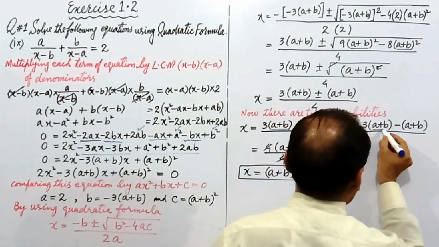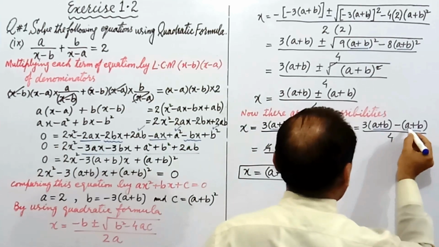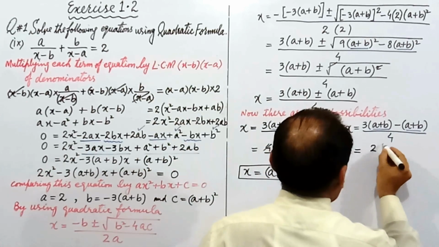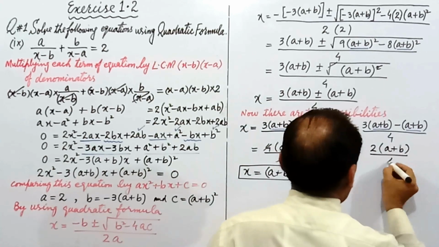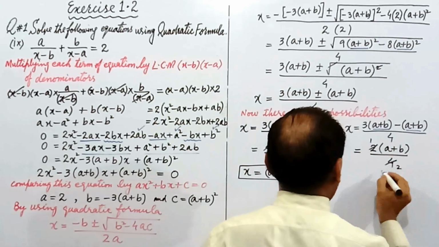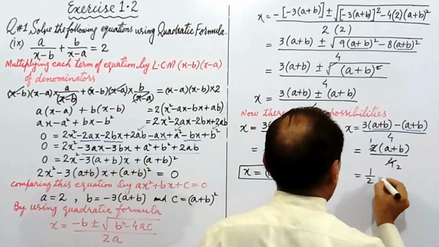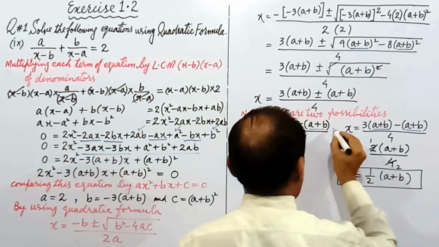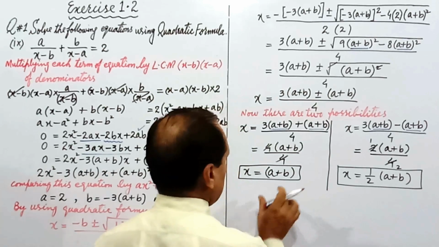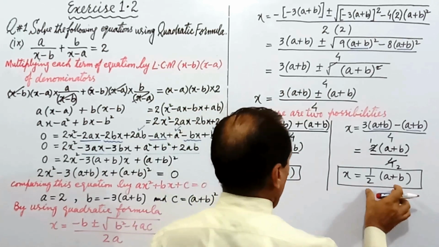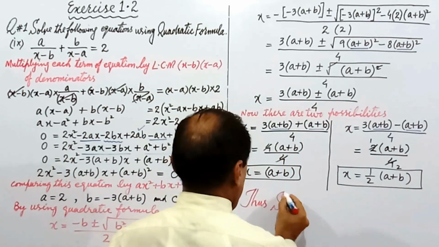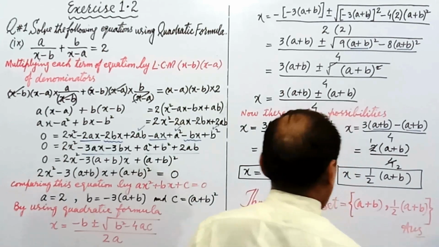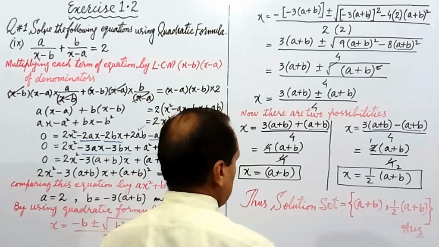In the second, again we deal with the like terms, 3 minus 1 (a plus b). So we have 2 into (a plus b) over 4. 2 ones are 2 and 2 twos are 4, so it is equal to 1 over 2 into (a plus b) as a second root of this quadratic equation. Thus the solution set is a plus b and half (a plus b). That's it for part 9.